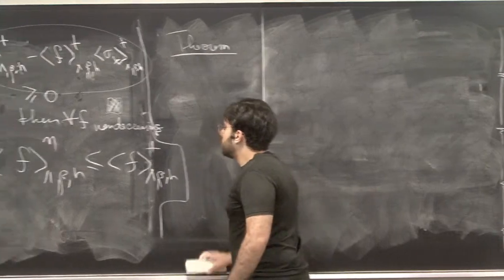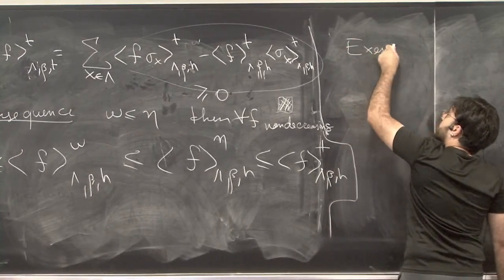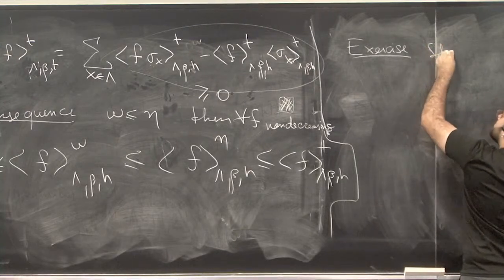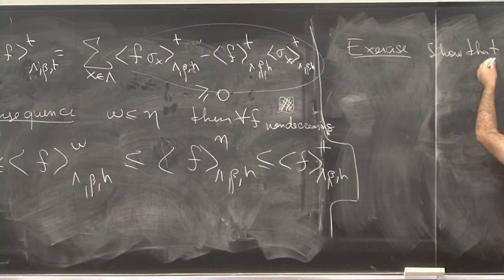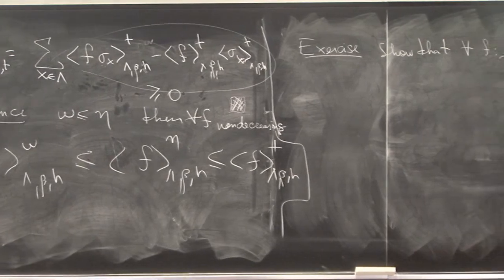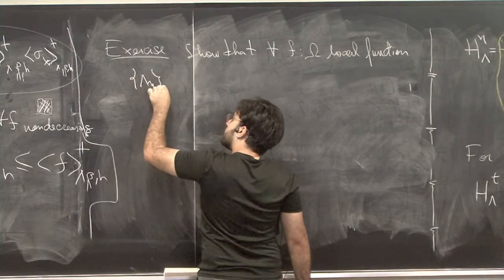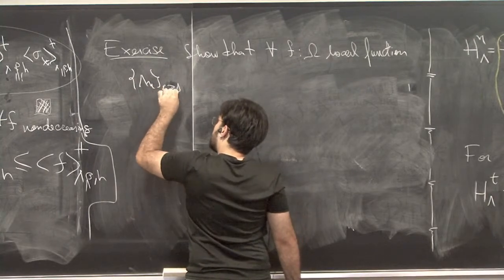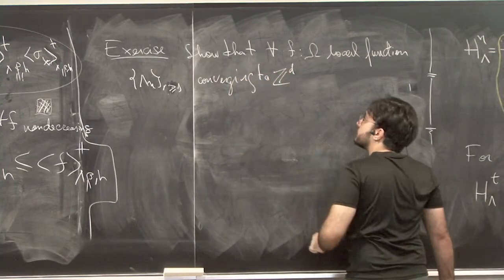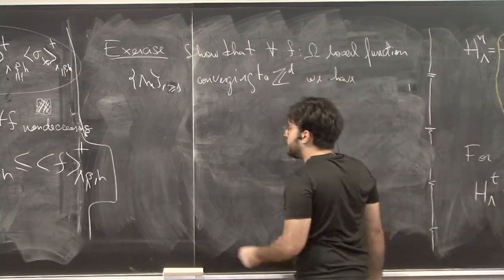But you can also use the FKG to deduce the existence of the thermodynamic limit of the plus boundary condition, and this will be an exercise, so you can check this. Show that for any local function, in a sequence lambda n converging to Z^d, show that for any local function we have that this limit exists.